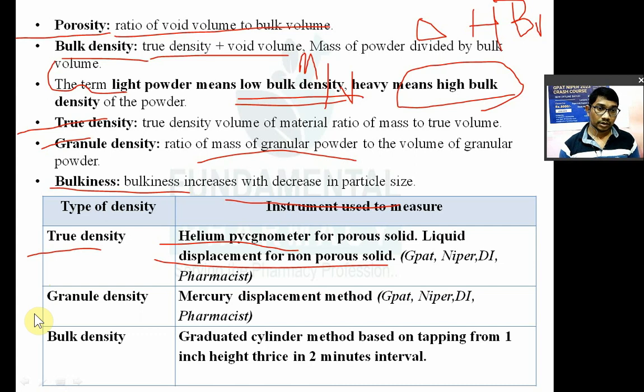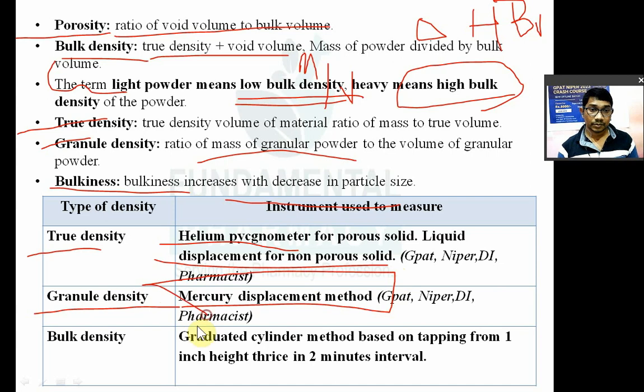Now, how can you measure the granule density? By using the mercury displacement method. Two questions have come on this. So granule density is measured by the mercury displacement method. Right? Now, how is bulk density measured?